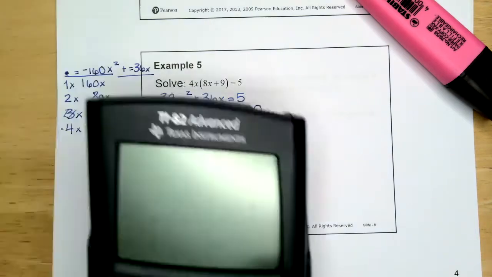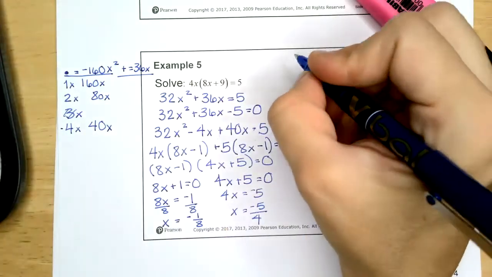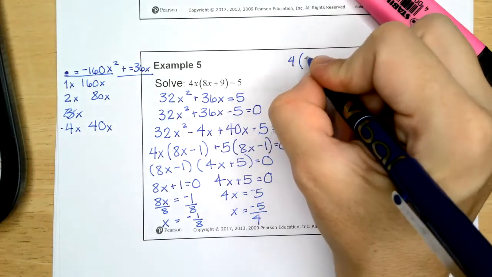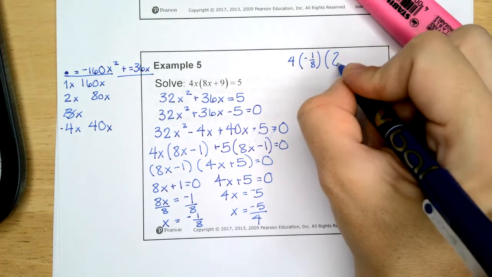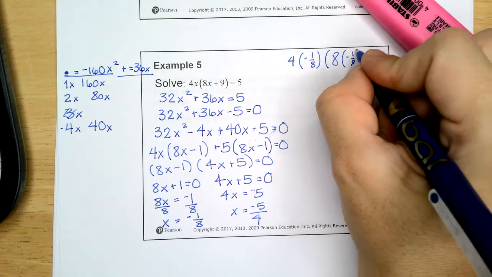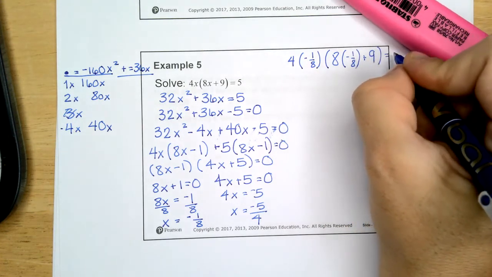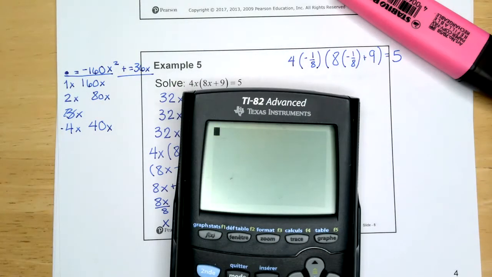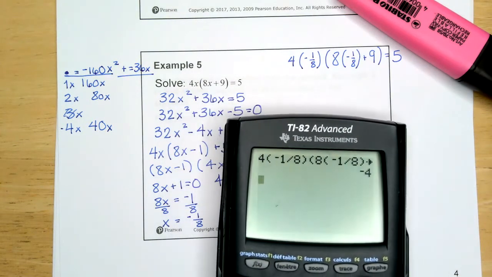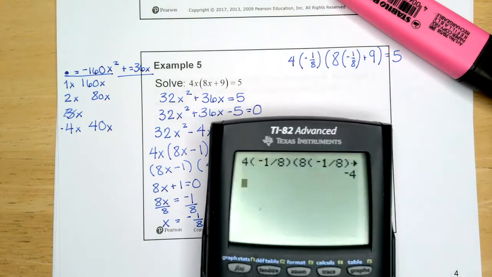Okay, let's check that. So if we check it, it will be 4 times 1/8 times 8 times 1/8 plus 9 equals 5.